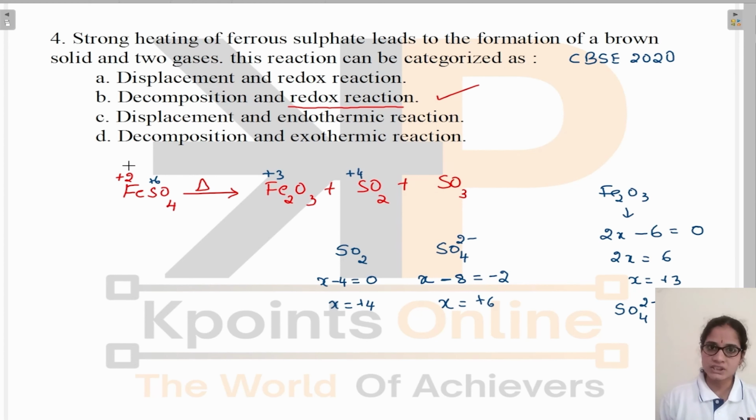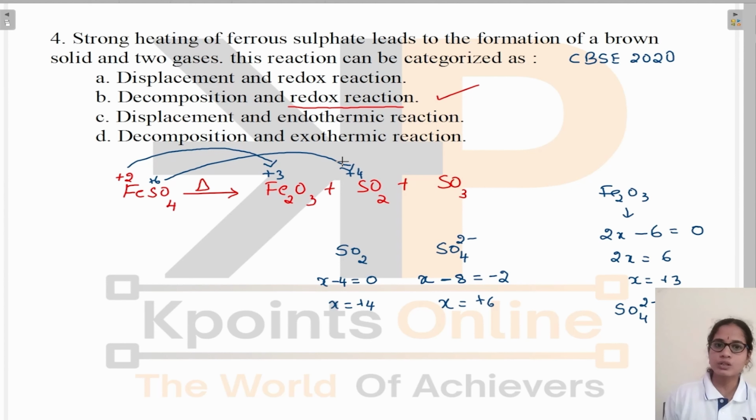Now the oxidation state of iron has changed from +2 to +3 and sulfur has changed from +6 to +4. So there is loss and gain of electrons here. So it is also a redox reaction. Okay. The correct option will be decomposition and redox reaction. Yes, this is clear. Then let us move to the next question.